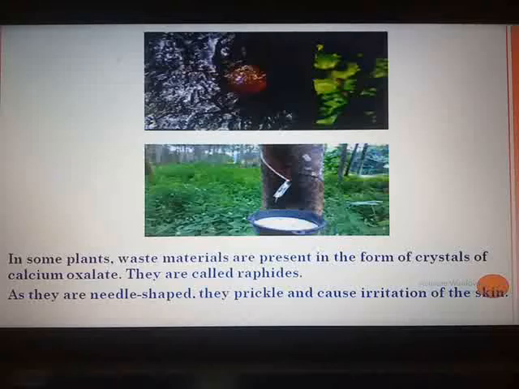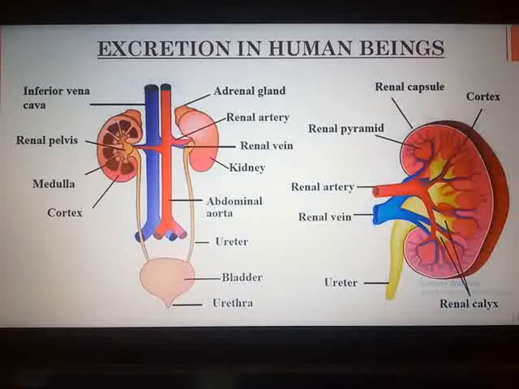Now we move towards the next topic, that is how excretion takes place in human beings. Are there different organs? Yes. When you speak about excretion in human beings, there are different organ systems in the human body to bring about the different life processes, such as the digestive system, which is responsible for digestion, and the respiratory system, which is responsible for respiration. Similarly, for the removal of waste materials out of the body, the very important system which carries out this function is the excretory system.